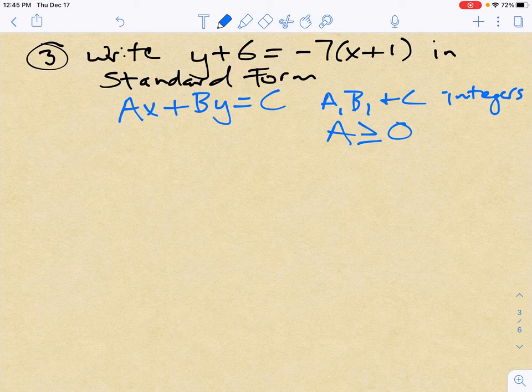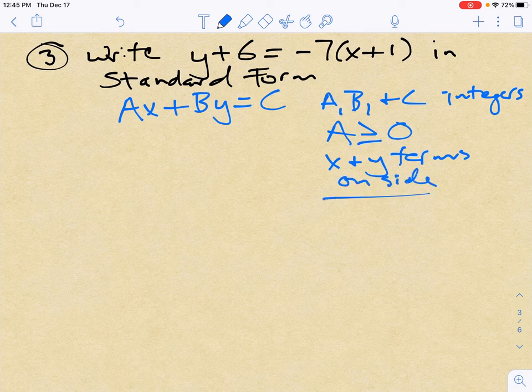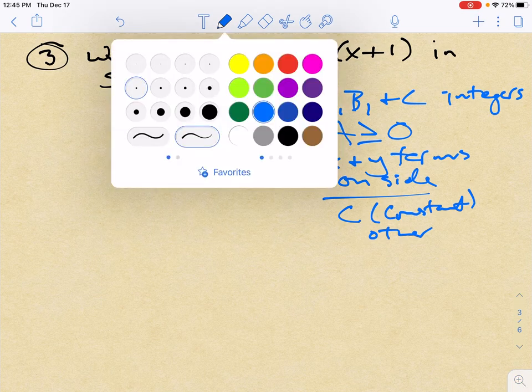And then the other thing is your x and y terms are on one side, and then your c, which is your constant, is on the other. So ax and by are going to be on one side, and then your c is going to be on the other side. So let's work through this now and see how we get it to look like that.